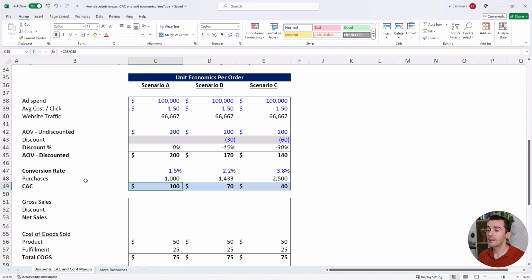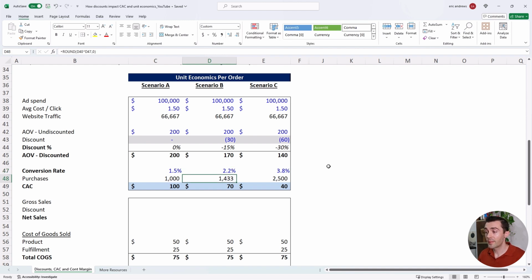Okay, so in scenario B, we're assuming that there has been an increase in the conversion rate. So if in scenario A, there's no discount and 67,000 people come to the website, 1,000 people buy, if tomorrow all of a sudden you start offering a $30 off discount, a higher percent of your website traffic will convert. So that will be a higher conversion rate. So we've assumed that the conversion rate jumps from 1.5% to 2.2%.